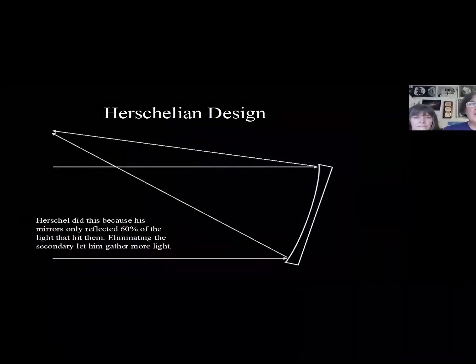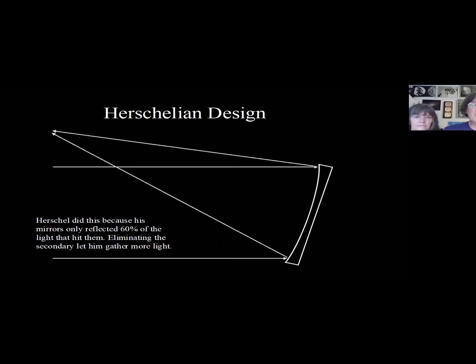And actually, William Herschel came up with a design. He didn't do it because of the contrast problem. He did it because his mirrors only reflected about 60% of the light that hit them. They were called speculum mirrors, and it was just a polished piece of metal that wasn't coated with anything. So you can imagine how reflective a spoon is, and that's how reflective his mirrors were.